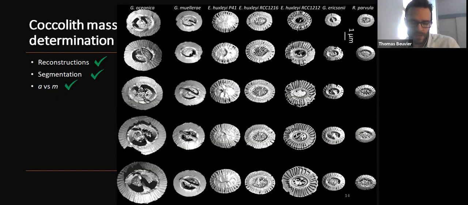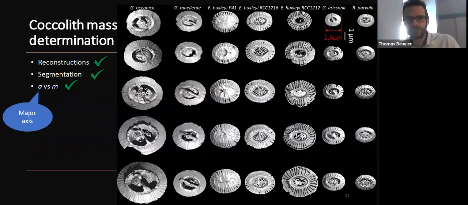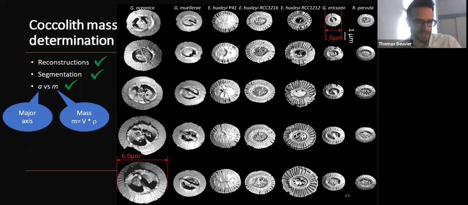And so to compare with PLM, we need to extract parameters, and we select 2 parameters. First, it is the major axis, which is quite easy to obtain by both nanotomography and PLM. So this major axis is ranging from 1.6 to 6 micrometers. And the second parameter is the mass. So we extract the mass by assuming that the mass is the product of the volume by the density. And we choose the density of calcite, 2.67 grams per cubic centimeter.